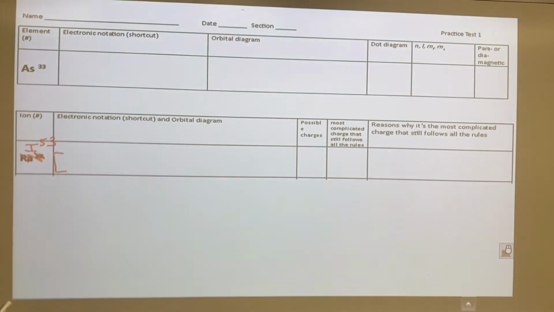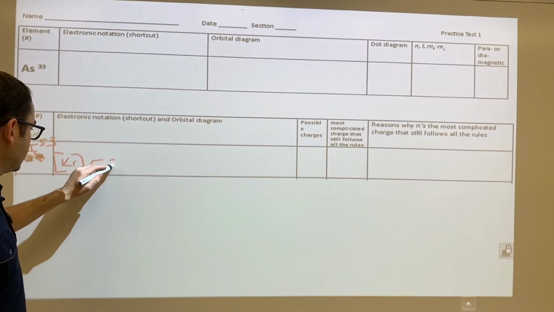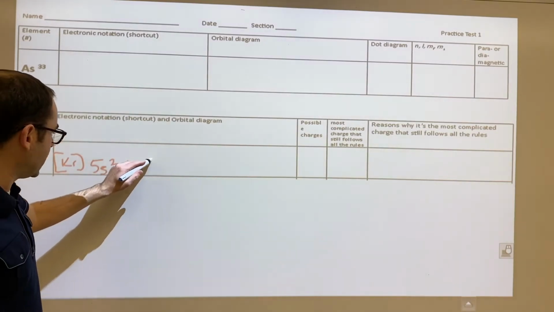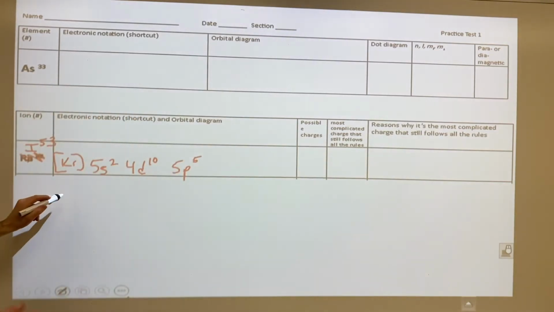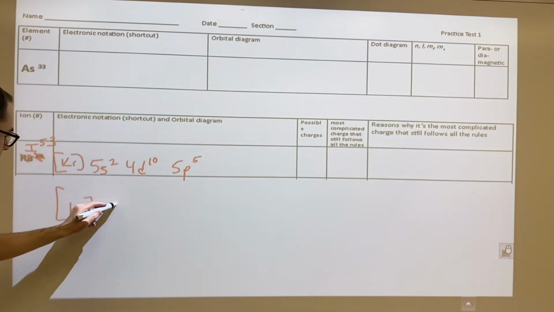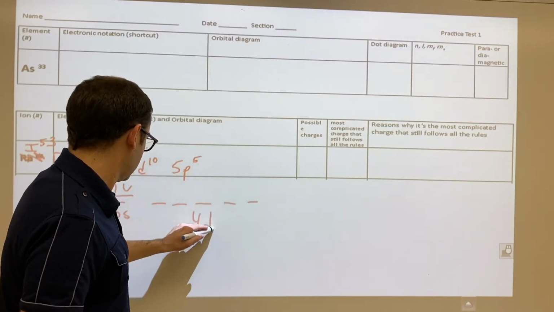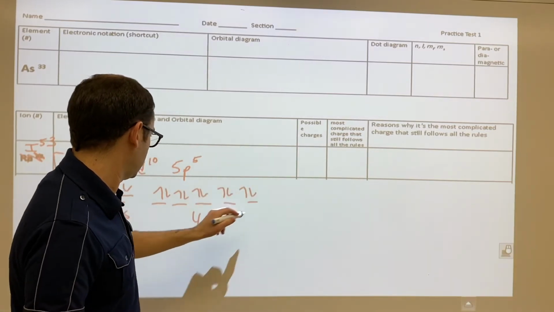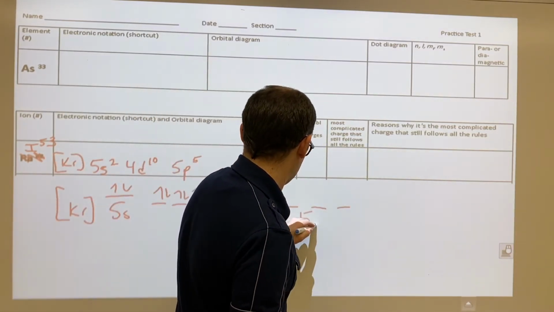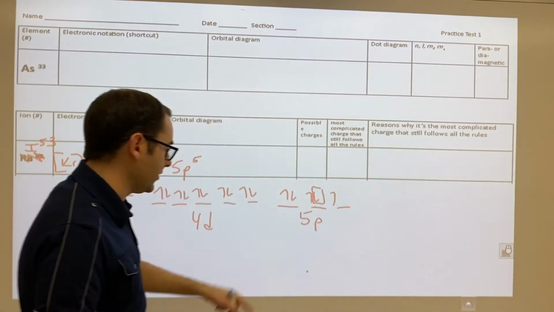Iodine, what noble gas are we going to use? Krypton again? Okay, krypton, and then what? 5s2, 4d10, 5p5. Okay, and then let's see. All right, 1, 2, 3, 4, 5. Last one I drew was that down arrow there.